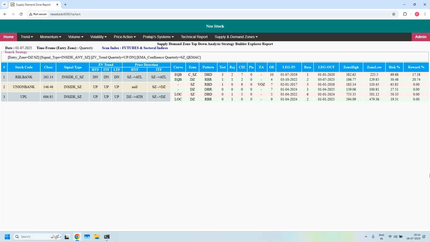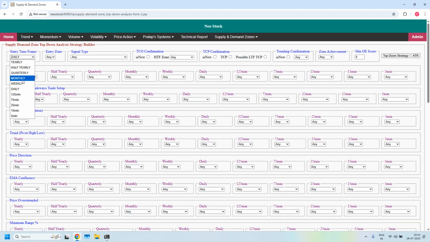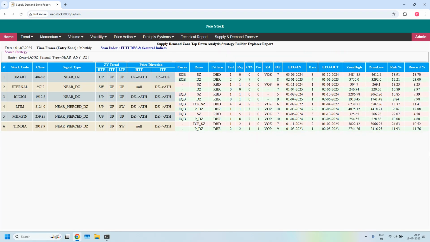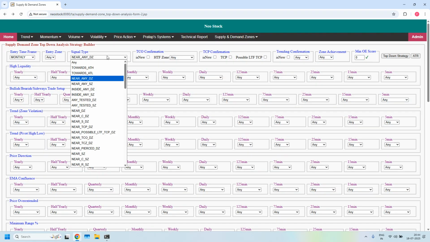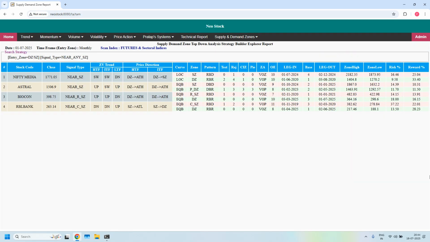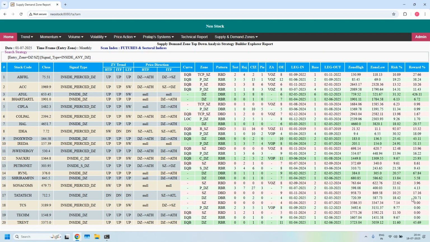Okay, next time frame is monthly. Stocks near monthly demand zone, we got 6 stocks. Next, stocks near monthly supply zone, we got 4 stocks. Next, price closed inside the monthly demand zone, we got 20 stocks.